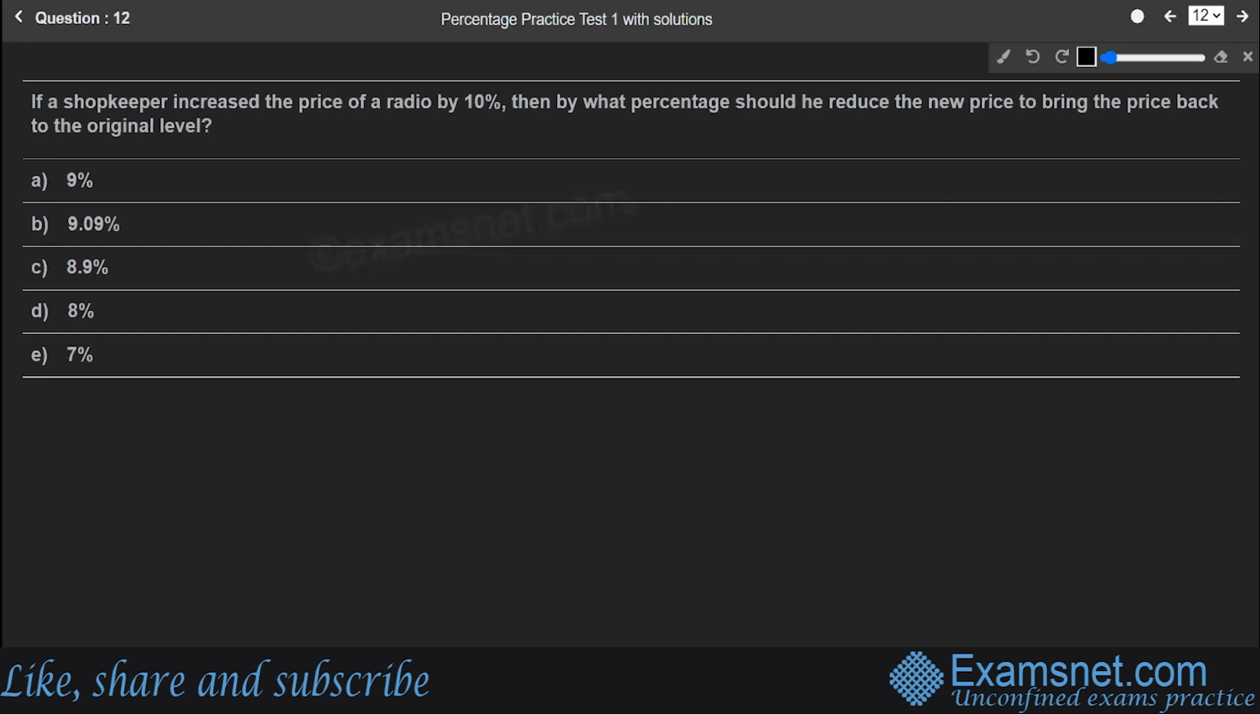Okay. So the question says a shopkeeper increased the price of a radio by 10%. Then by what percent should he reduce the new price to bring the price back to the original? In this type of question, first and foremost, there is no number involved, only the percentage is involved. So we can assume the base number to be 100. A shopkeeper increased the price of a radio by 10%. So let us assume the original price was 100.